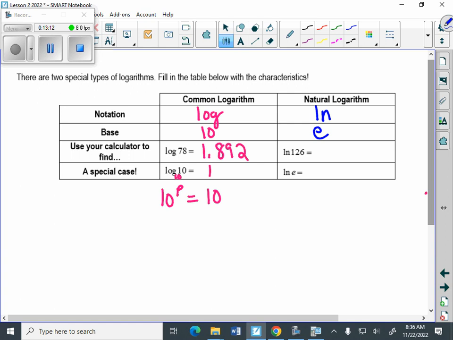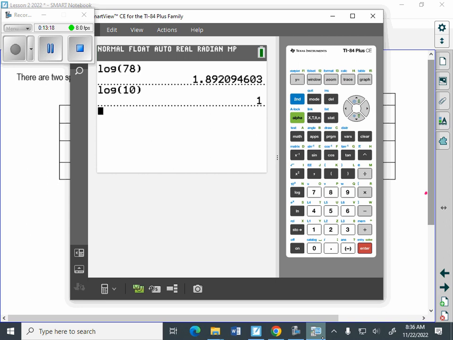And the button that we use on our calculator is third from the bottom on the left. Third from the bottom. Here's the natural log. And we are typing in the natural log of 126. And we get that decimal.